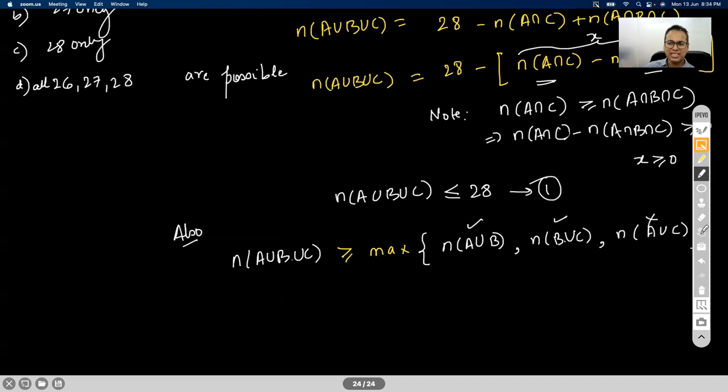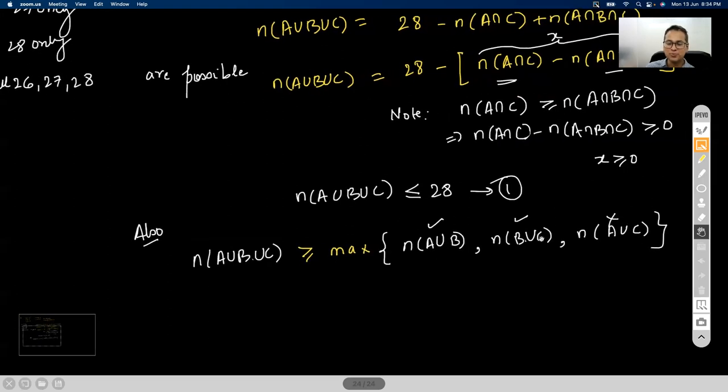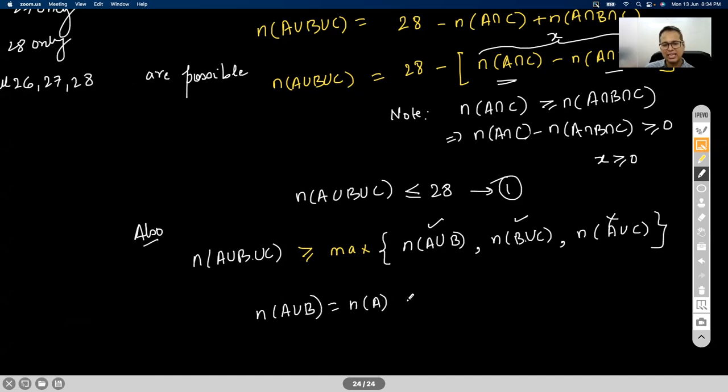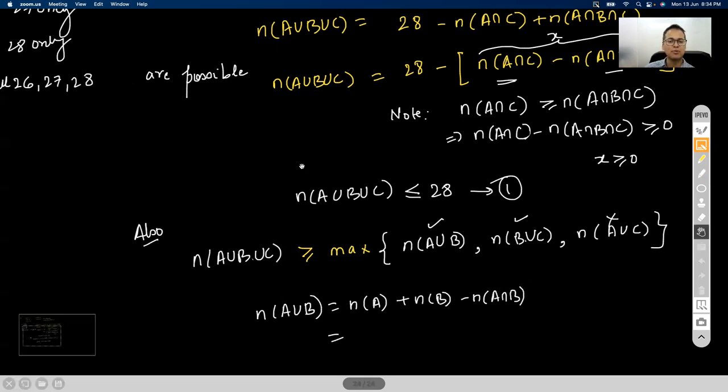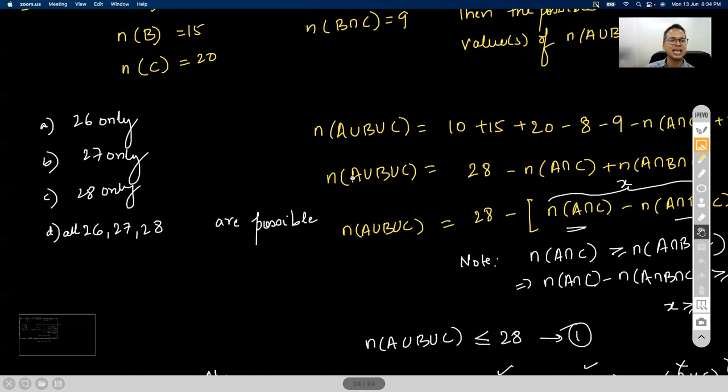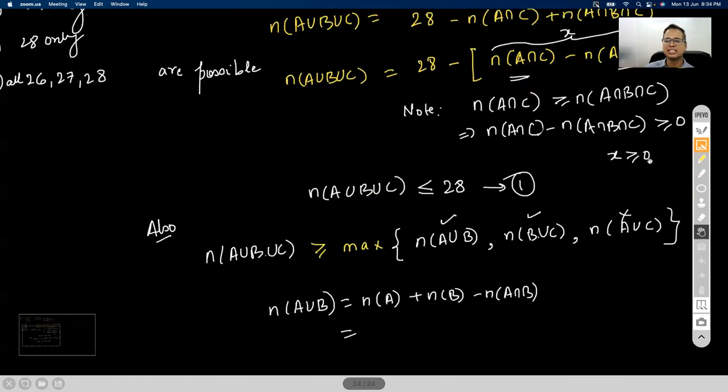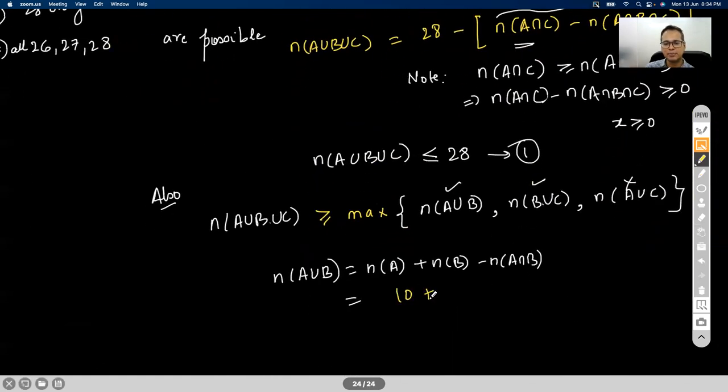So I have information indirectly to find the first two, but not the last one. So I will only work with the first two. So A union B, how do I find it out? N(A ∪ B) is N(A) plus N(B) minus N(A ∩ B), which as per our given information, N(A) is 10, N(B) is 15, and N(A ∩ B) is 8. So 10 plus 15 minus 8, which is nothing but 17, I believe.